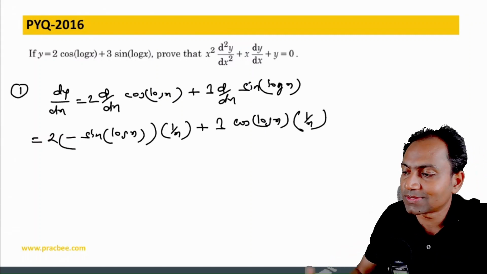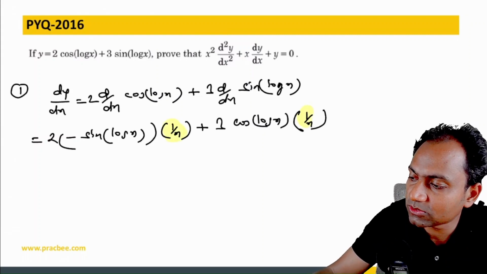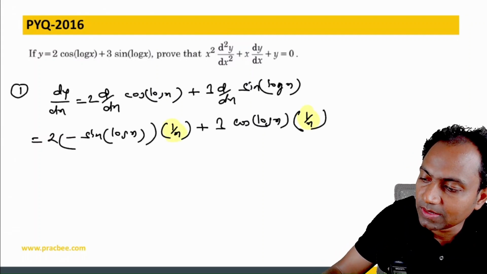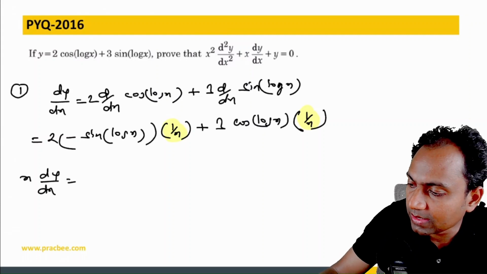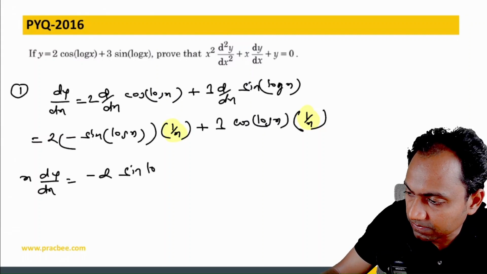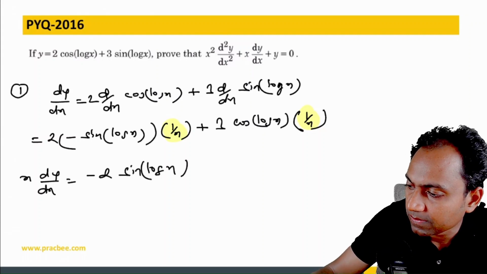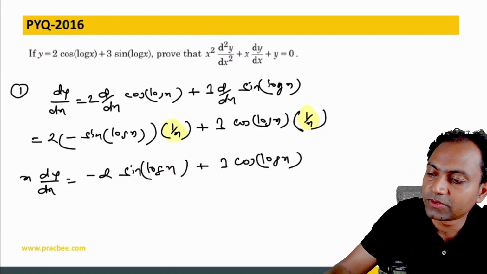Once we have written this, in the next part you can see that if I take, intelligently, this 1 by x on the other side, my life will become easy in the next differentiation cycle. And what I'm getting is nothing but minus 2 sine of log x plus 3 cos of log x. So now again I will differentiate in the next step.